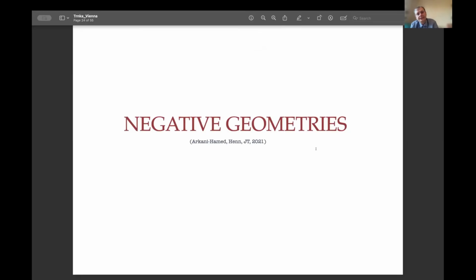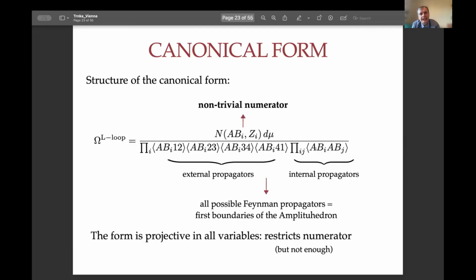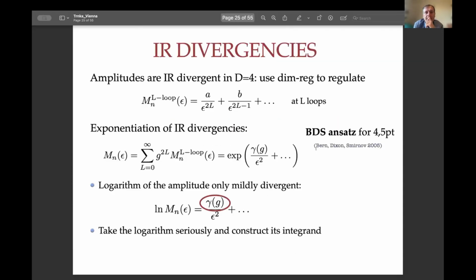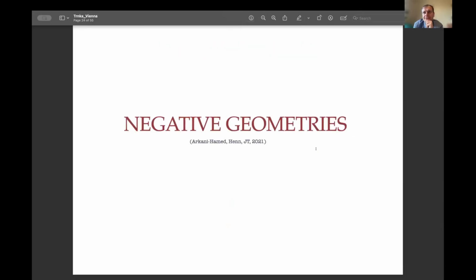So now let's transition to these negative geometries. So here we ended with the amplituhedron, some geometric space, and its canonical form. The canonical form reproduces the loop integrand. The form has this structure. The cuts of the integrand correspond to taking residues of the form, which corresponds to going to the boundaries of the amplituhedron and evaluating the form on these boundaries. Are there any questions here before we proceed?